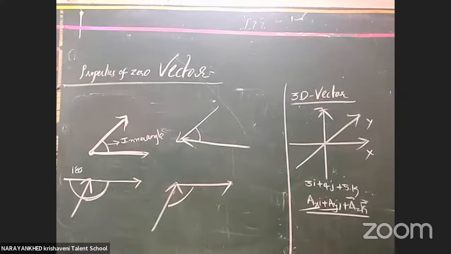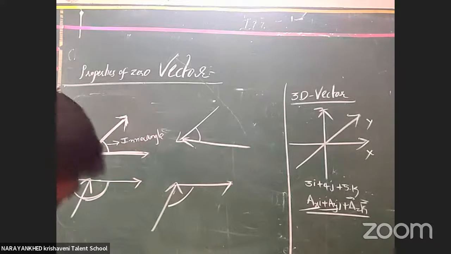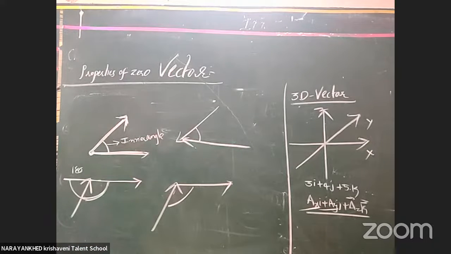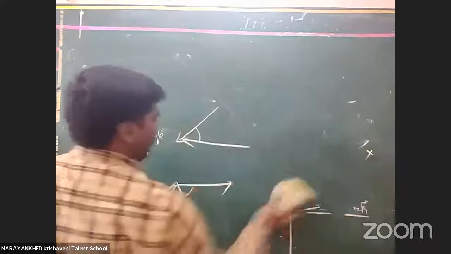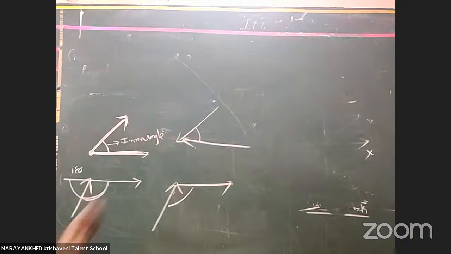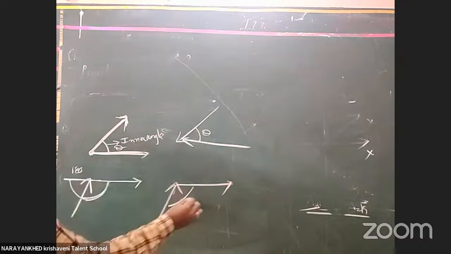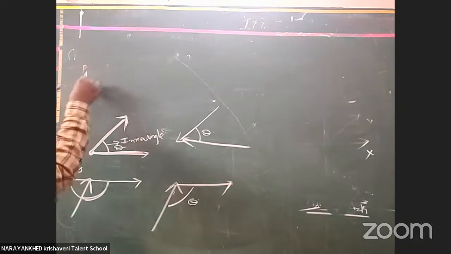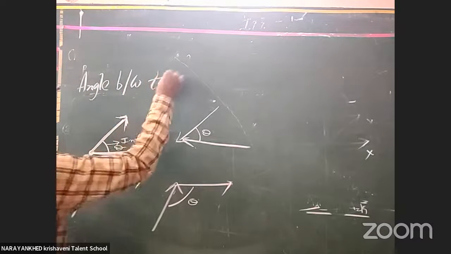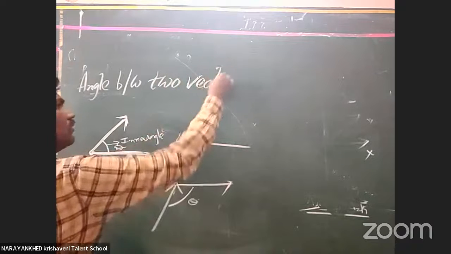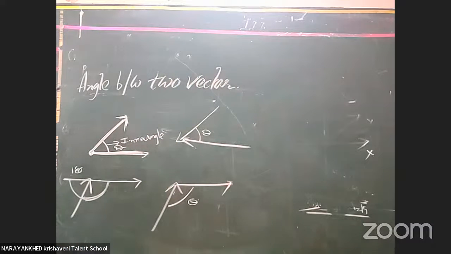We are going to discuss these concepts in the exercises. And next, the angle between the vectors is considered like this. Clear or not? I hope you got it here. This is called theta. Now angles we consider in this way: the angle between two vectors. Got it or not?